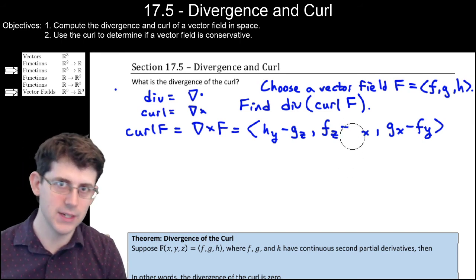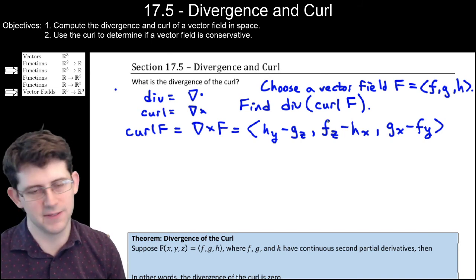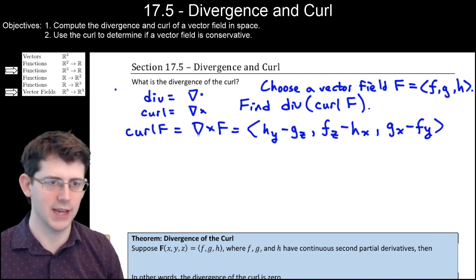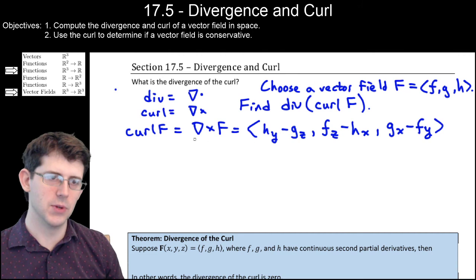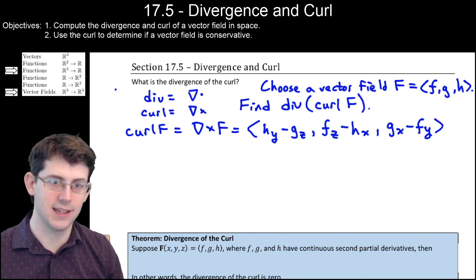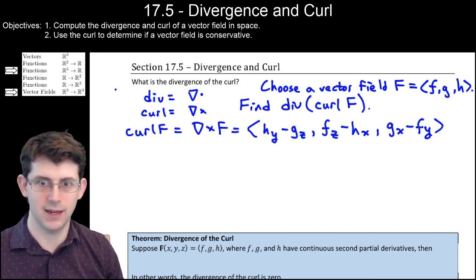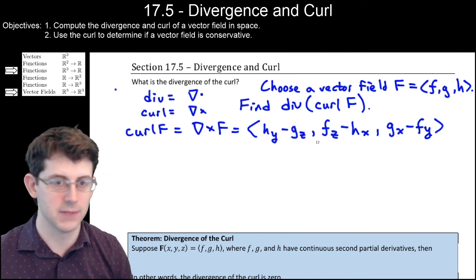The way to remember the curl, if you can't compute it manually, is that there's no x stuff in the x slot. So f is missing and x is missing. And then there's no y stuff in the y slot. The g is missing and the y is missing. And there's no z stuff in the z slot. No h, no z. Okay, so this is curl F.